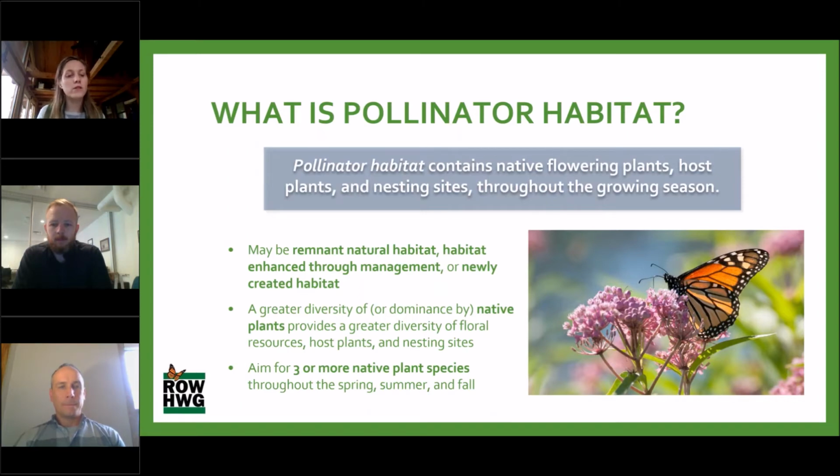And then the other goal is to ensure that we have ideally 3 or more native plant species that are blooming throughout each the spring, the summer, and the fall. So you have that continuous availability of the nectar resources throughout the seasons that monarchs and other insect pollinators need them.